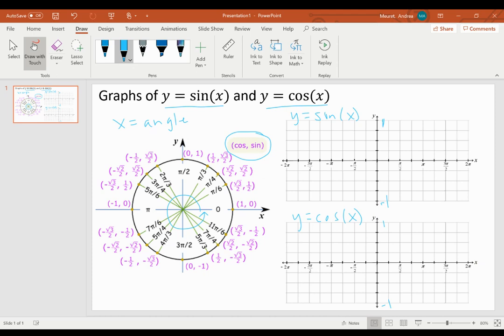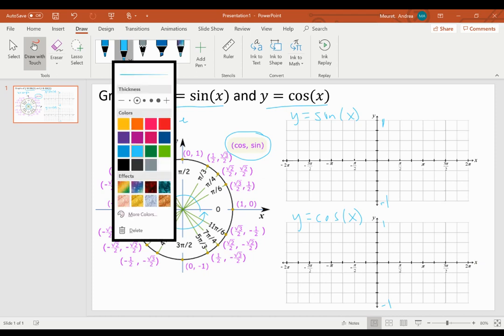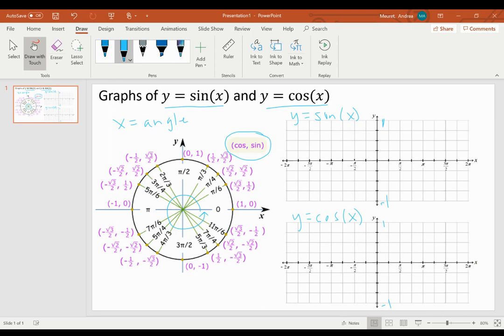All right. So to start with, we'll look at the sine of x. So sine is the y coordinate. So it goes 0, 1/2, root 2 over 2, root 3 over 2, then 1, and then it comes back down to 0. And then it goes into the negatives all the way to negative 1, and then back up to 0 again. So I'm going to put those points onto the graph.